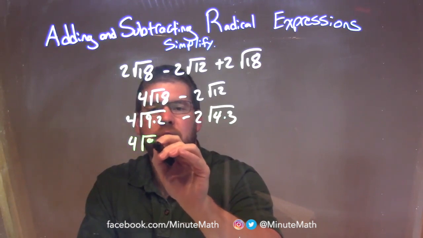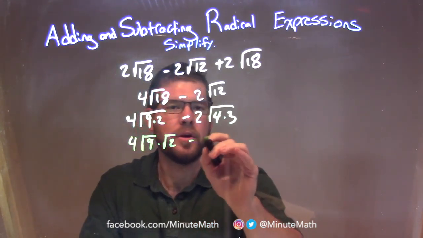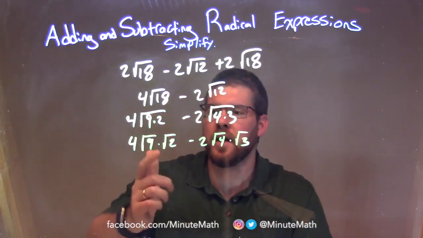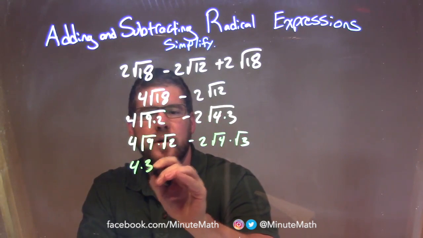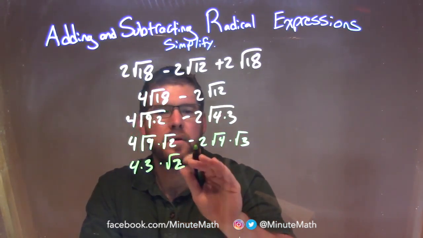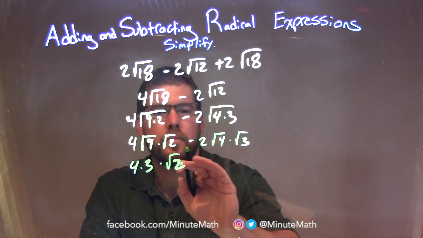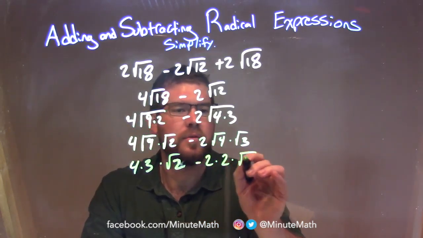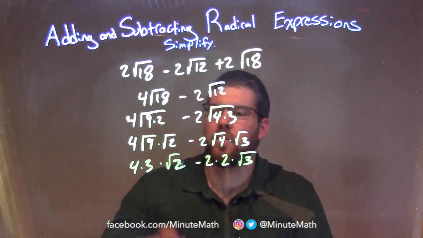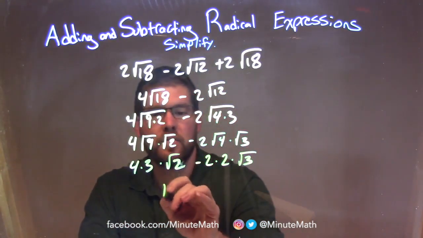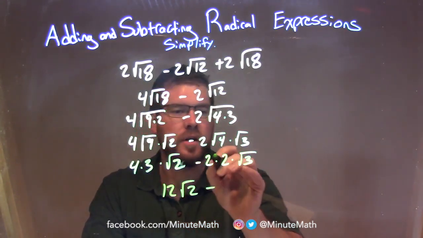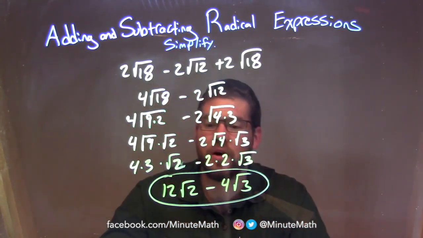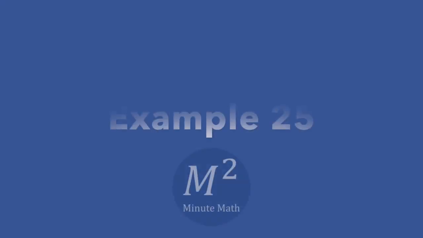Well, I can break each one individually. I have 4 square root of 9 times the square root of 2 here, minus 2 square root of 4 times the square root of 3. Well, square root of 9 is easy. That's 3. So we have 4 times 3 times the square root of 2 here. Minus 2 times square root of 4, which is 2, times the square root of 3. So now let's go simplify a little more. 4 times 3 is my 12. So we have 12 square root of 2 minus 2 times 2 is 4, 4 square root of 3. And there we have it. Our final answer, 12 square root of 2 minus 4 square root of 3.